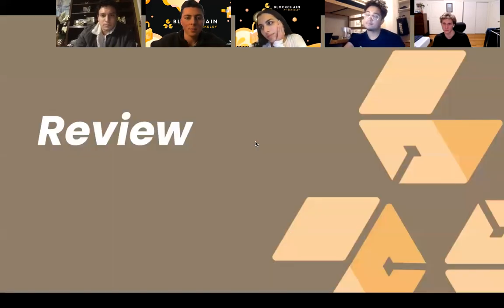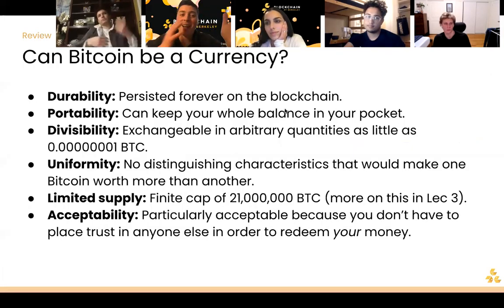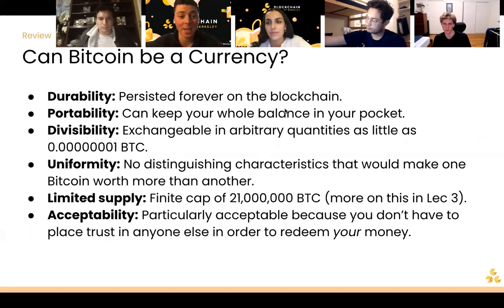Okay, and then we'll just run through a quick recap. We know we threw a lot at you, but just in general, Bitcoin can be a currency, and these are the reasons why, going back to what Ala said at the beginning. For starters, it is durable.